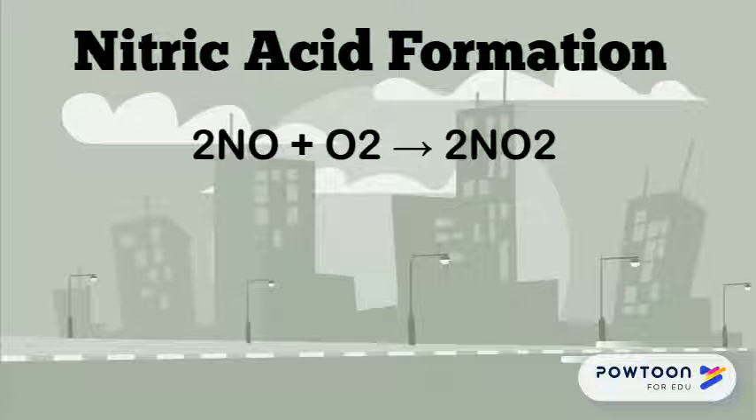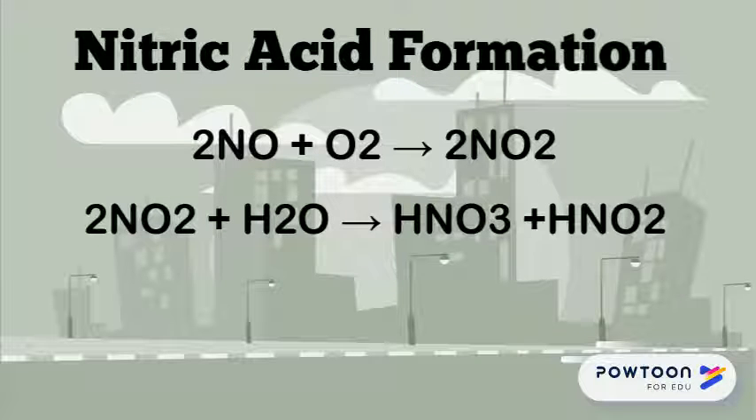The nitrogen oxide released by the industrial process reacts with oxygen in the atmosphere to form nitrogen dioxide. Later, nitrogen dioxide reacts with water vapor to form nitric acid and nitrous acid. However, in this reaction, the major product being formed is nitric acid.